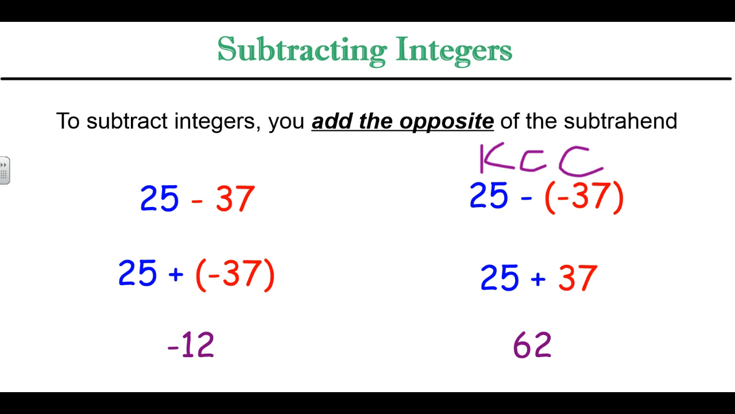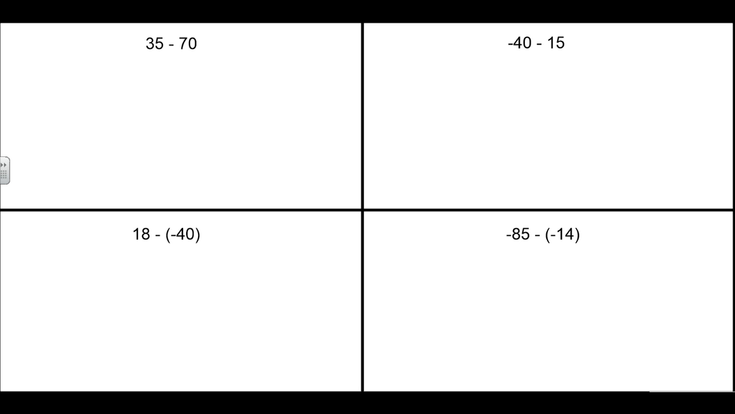So here's the first of 3 pages, with 4 problems each. Go ahead, pause the video, work through these problems, and unpause when you're ready to see the explanations and move on. So for the first problem here, we have 35 minus 70.